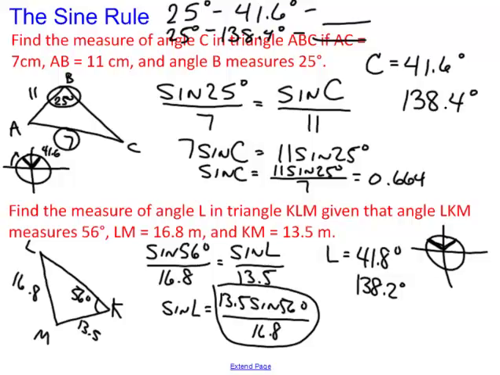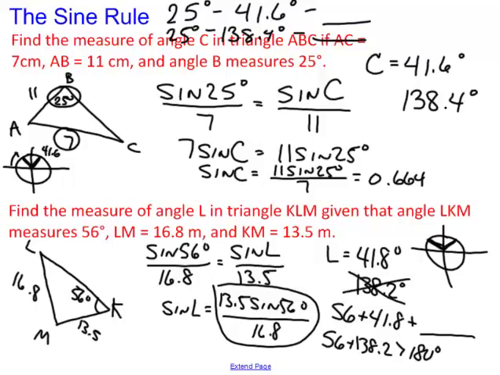Now, here's where this one becomes a problem. 56 plus 41.8 plus some other angle could give us 180. The problem with the 138.2 degrees is that 56 plus 138.2 is already greater than 180 degrees. It actually is 194.2 degrees. So if two angles already add up to more than 180 degrees, that angle is not a possibility. It doesn't give us a possible second triangle. So in this one, we only have one triangle.